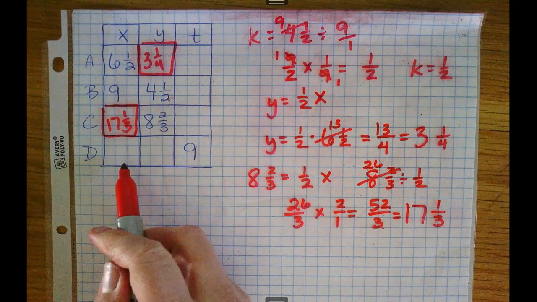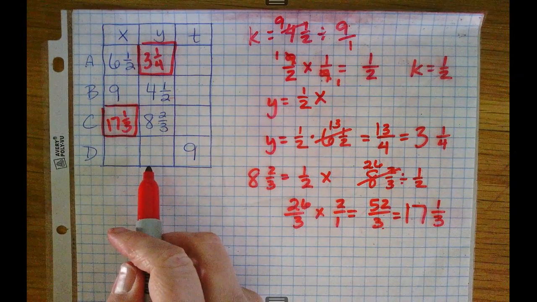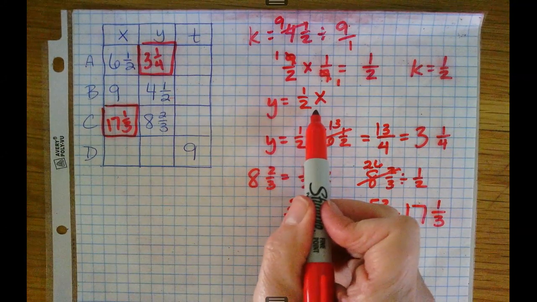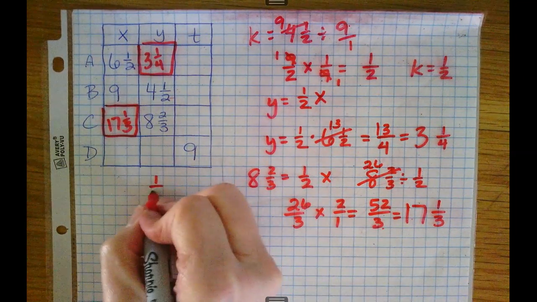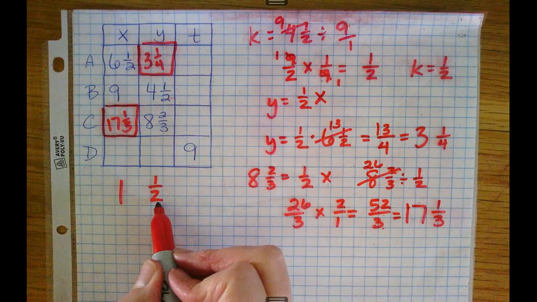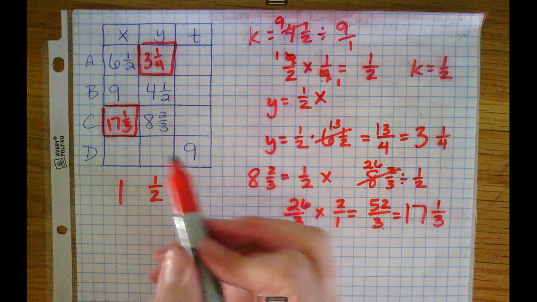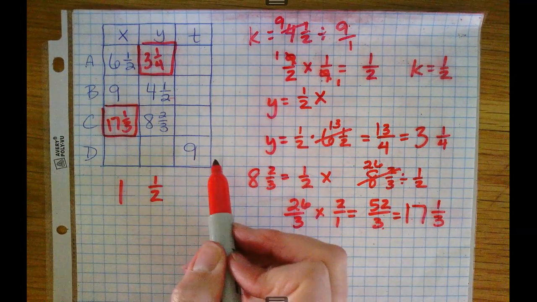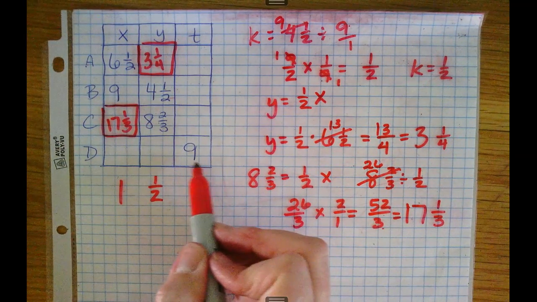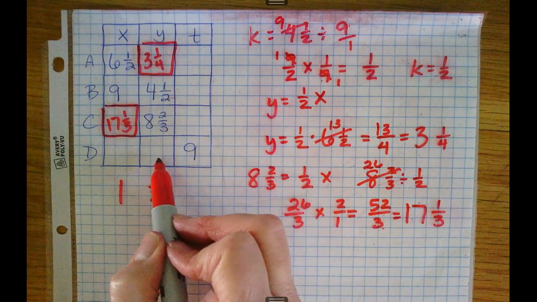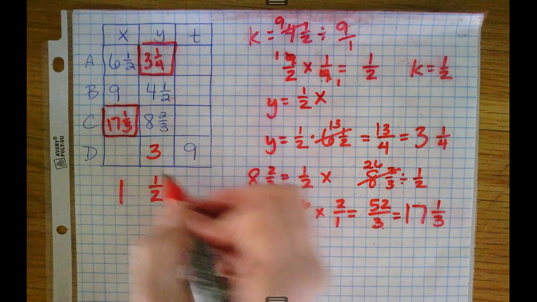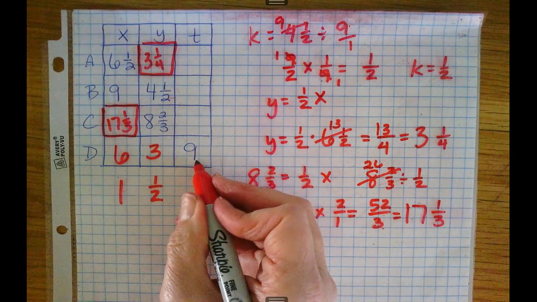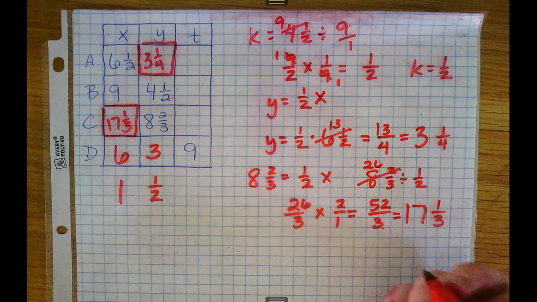Then for row D, it's asking me to find both of these numbers. So I need to look at this relationship. It tells me in the equation that y is 1/2 of x. So if this is 1/2, this is 1. So what two numbers would this number be half of this number, and when we add them together, we get 9? Well, it's odd, so I'm going to start with an odd number. If I start with 3 here, 3 is half of 6, and 6 plus 3 equals 9. And this row just may require some trial and error.